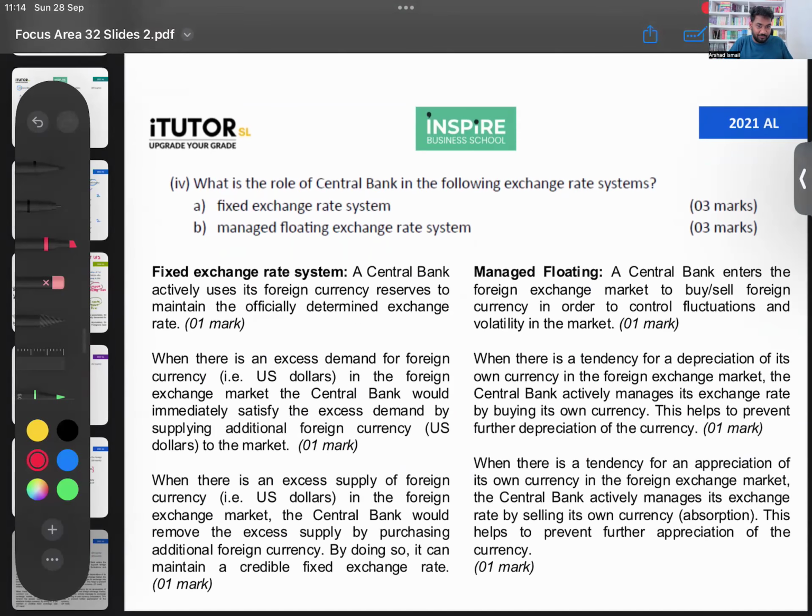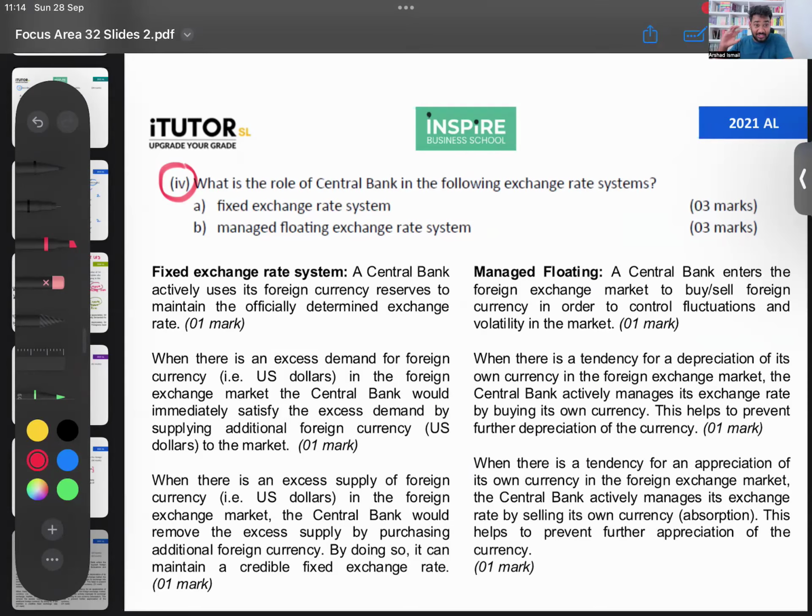2021, part 4. This area again has not been tested in recent years. This demand and supply story hasn't been tested. What is the role of the central bank in the following exchange rate systems? In a fixed exchange rate and a managed floating, what's the role?